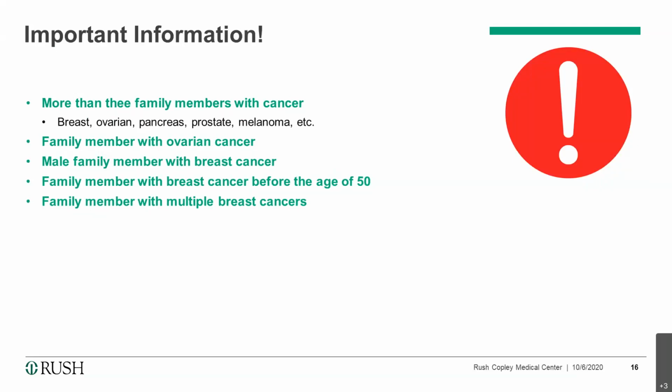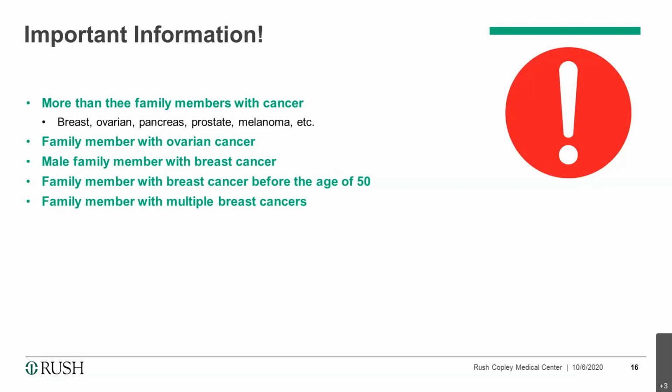I know we mentioned this is specifically around breast and ovarian, but there are certain other cancers where you also see a correlation with breast and ovarian when it comes to some type of genetic mutation. They will ask several questions to make sure they have everything within your family history. Any family member with ovarian cancer, regardless of their age, or a male family member with breast cancer is a little red flag. Also a family member with breast cancer before the age of 50, and a family member with multiple breast cancers, meaning different types of breast cancers, one in each breast.